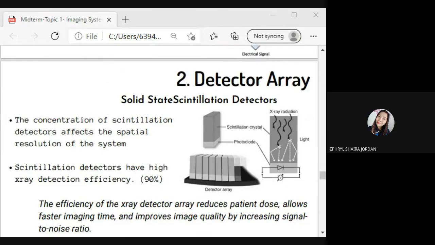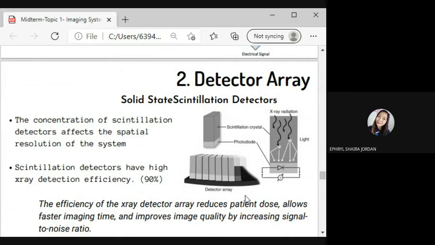The concentration of scintillation detectors is an important characteristic of a CT imaging system because it affects the spatial resolution of the system. Now, what is good about scintillation detectors? They have high X-ray detection efficiency. In fact, approximately 90% of the X-rays that hit the detector are absorbed, and this contributes to the output signal. Compare this to xenon detectors, which could only absorb 60 to 70% of the X-ray photons. Now it was improved to 90% by using scintillation detectors.